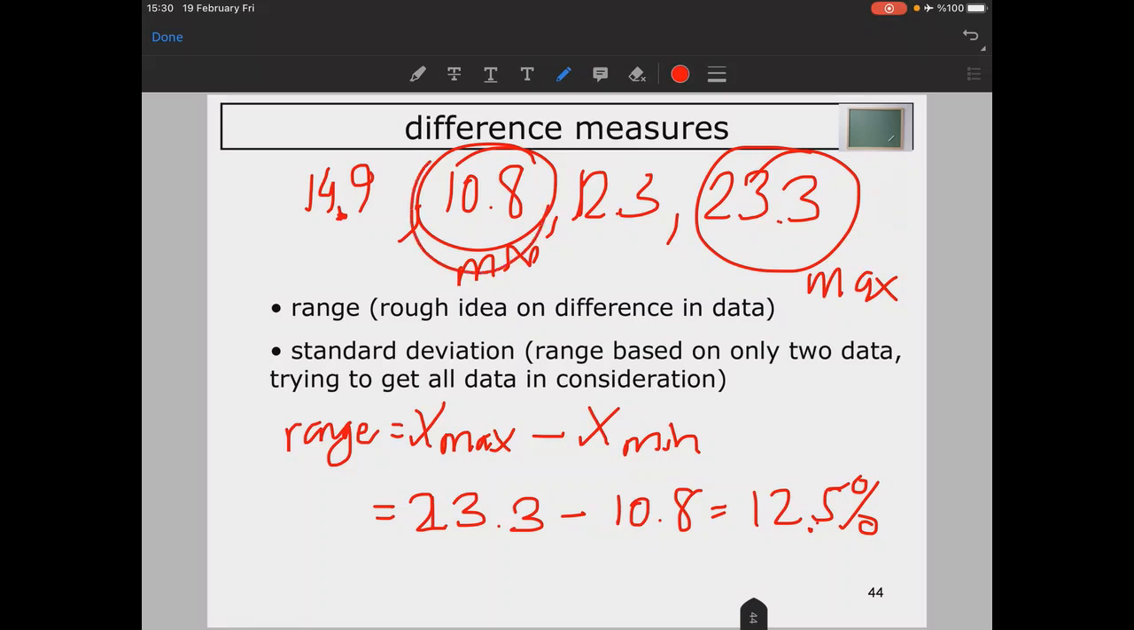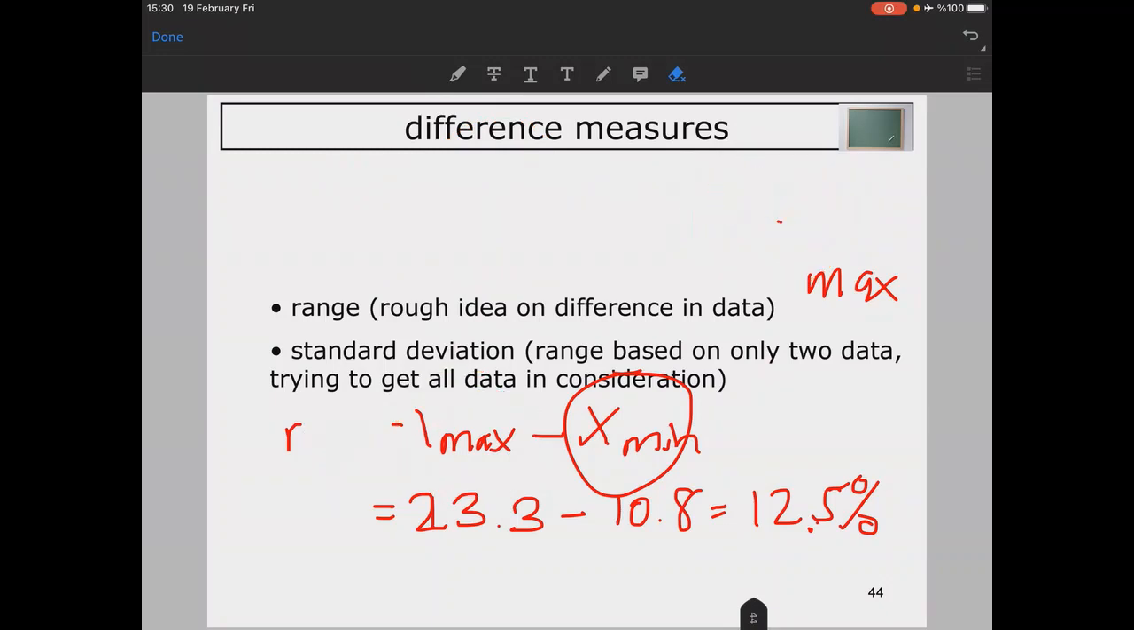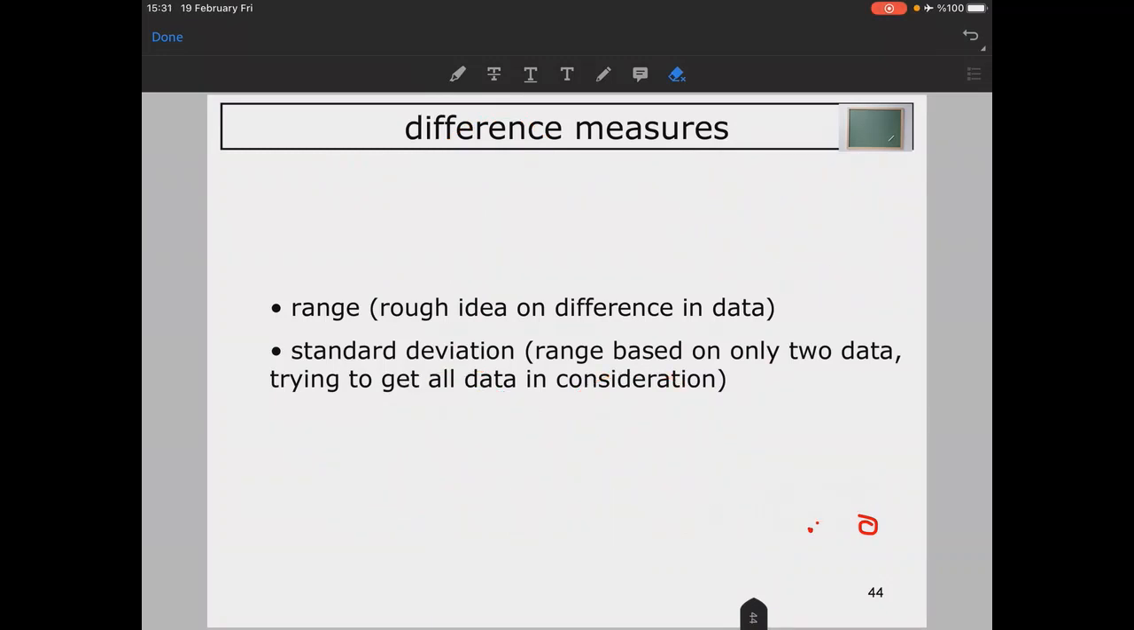Why? Because only this data and this data of the data set has been taken into consideration. Only maximum and minimum, that's it. And what about the 2 or maybe 2000 values between those minimum and maximum? You don't take them into consideration, right? So we need a slightly better one, which is called the standard deviation. The standard deviation tries to take all the data into consideration. That's the idea here.